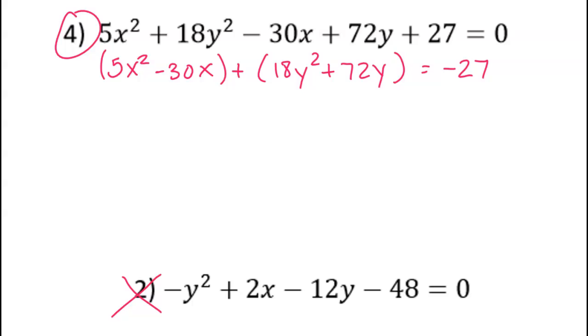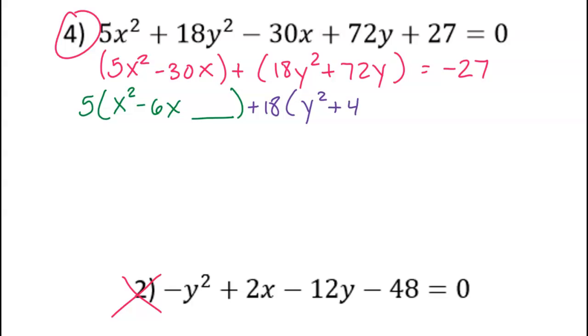So right here, the first thing I'm going to do is pull the 5 out of both of these x terms. So I have 5 parentheses x squared, and then negative 30x divided by 5 is negative 6x. And I'm going to leave a space so that I can complete the square. And then I'm going to do the same thing for the y values. I'm going to pull out an 18. 72 divided by 18 is 4. And I'm going to leave a space.